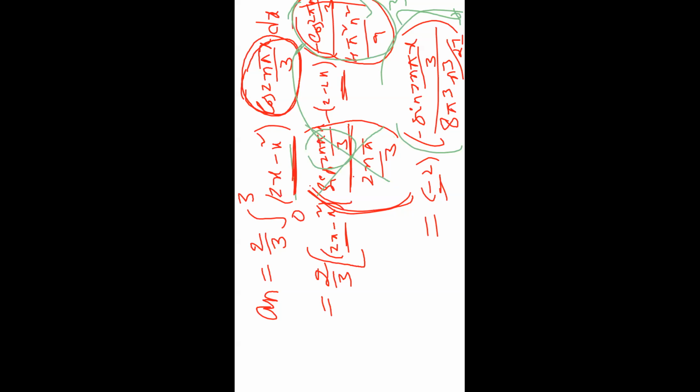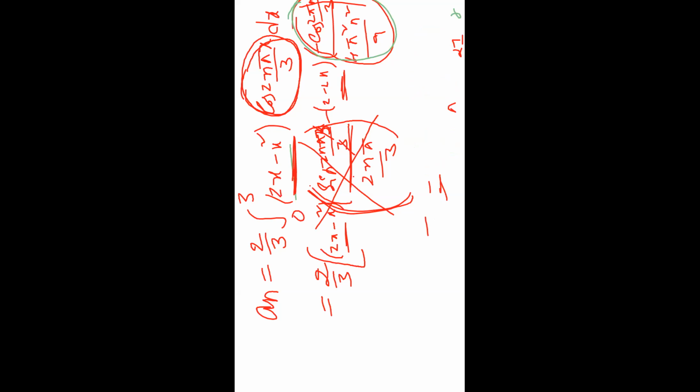Observe that replacing 0 to 3, for example taking x equal to 3, 3 and 3 cancel, sine 2n pi is 0. Replacing 0, sine 0 is 0. So the sine function terms cancel, because in the upper limit and lower limit substitution, the sine is equal to 0.